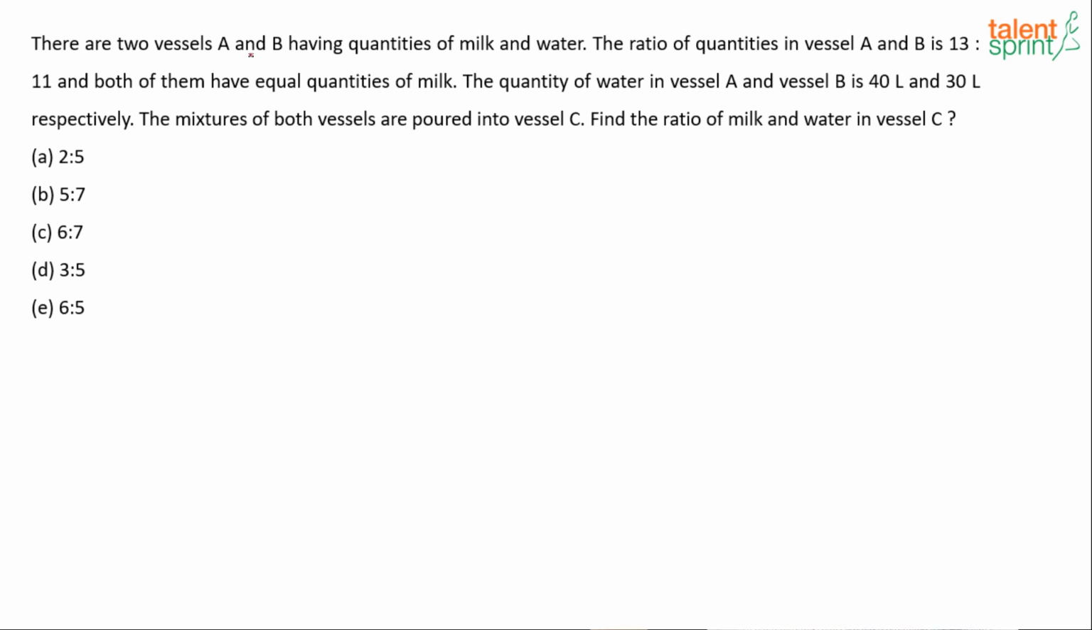So what does it say? There are two vessels A and B, both have quantities of milk and water. The ratio of quantities of vessel A and B itself is 13 is to 11. And both of them have equal quantities of milk. So try and understand this.